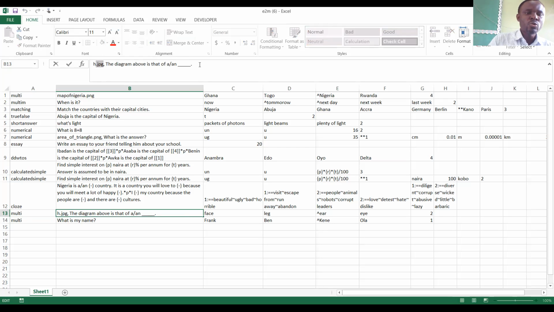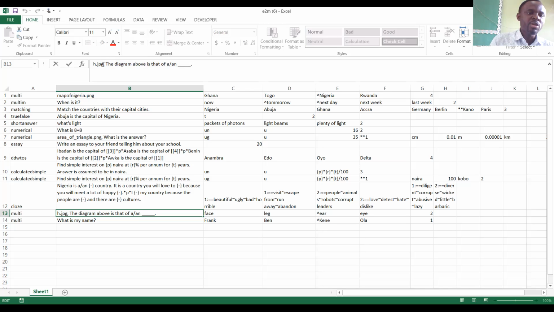But I also wish to include, say, as part of the question, a set of instructions, right? So the diagram above is that of a or an. So in this case, it's not actually a question, but something to complete the question. The diagram above is that of a or an. Now, please, you must do something here, and it's quite important.